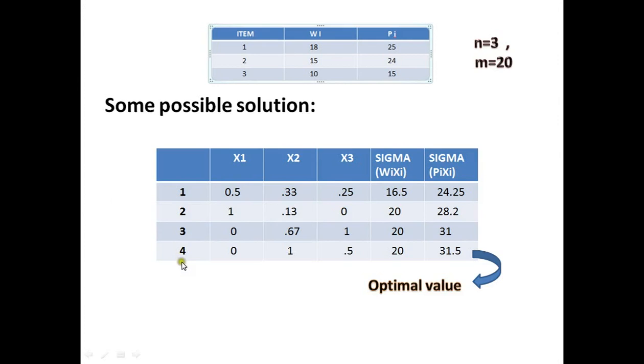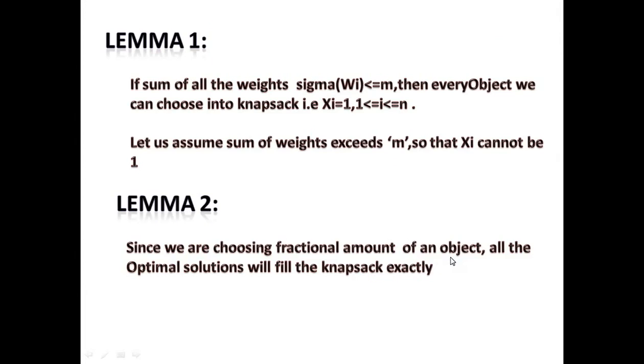Now consider the fourth solution where I have taken 1 full unit of the second object and half of the third object. Here I will get a total weight of 20 and a profit of 31.5, and this is the optimal value. As we can observe, the profit of the fourth solution is the maximum, and that is the reason it is chosen as the optimal value.